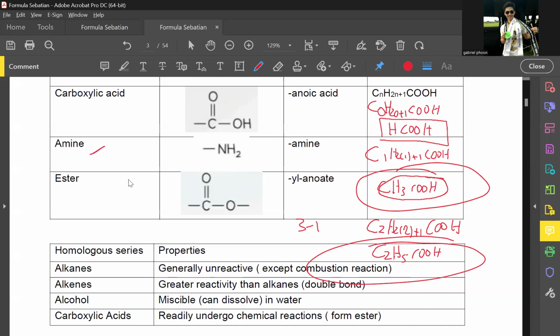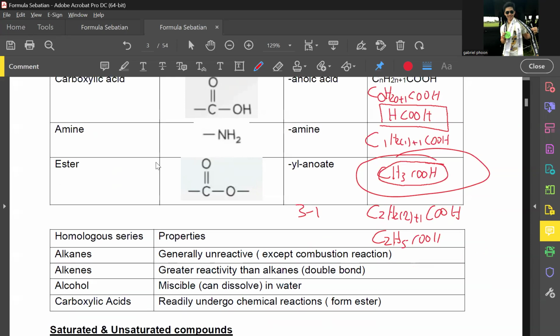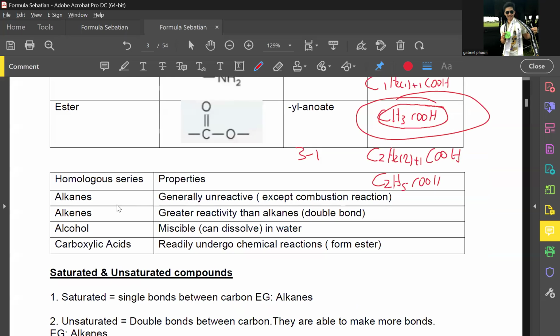Yes. Okay. And then the amide and ester, you can ignore for now, because it's something that we're still learning about. Okay. Then yeah, these are all the general understanding or description of the things, right?